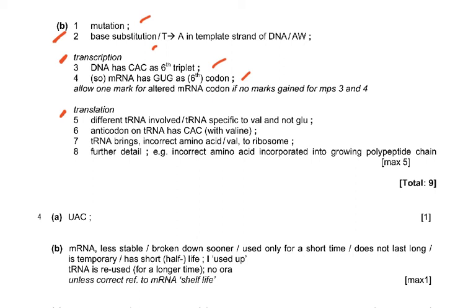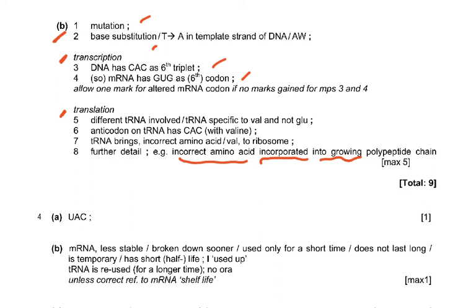Different tRNA is involved: tRNA specific to valine and not glutamic acid. The anticodon on the tRNA has CAC with valine. The tRNA brings the incorrect amino acid, valine, to the ribosome. For further detail, the incorrect amino acid is incorporated into the growing polypeptide chain. There were a lot of points in the mark scheme, but you only had to give five points to get your 5 out of 5.